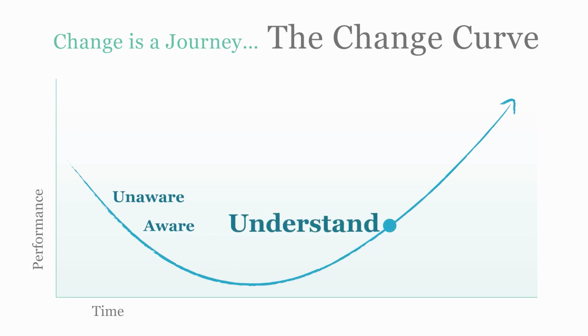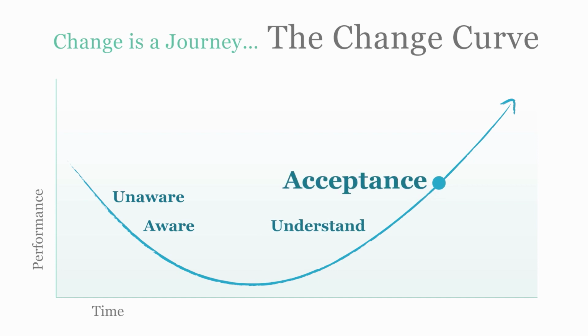Next, we move to understand. At this key stage, the change is no longer conceptual to the stakeholders. They begin to understand what the change means to them personally and professionally. At acceptance, stakeholders begin to take action related to the change. For example, in a system implementation, users will go into the system and perform the new tasks they were trained to do. Or at the process change, new roles and responsibilities are followed in the appropriate sequences.